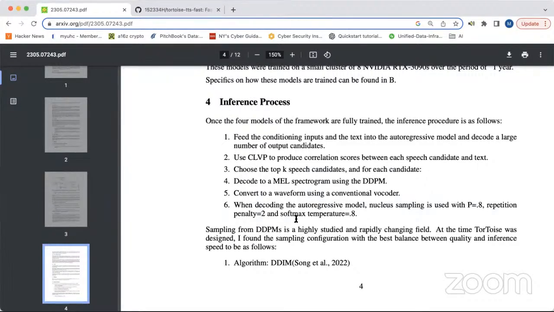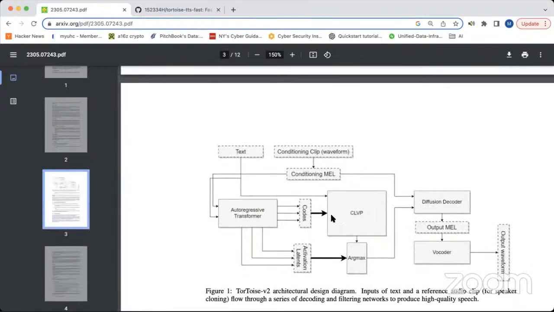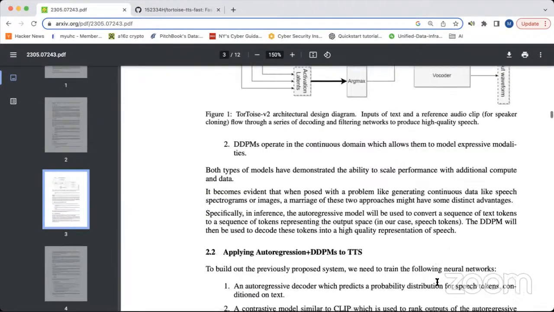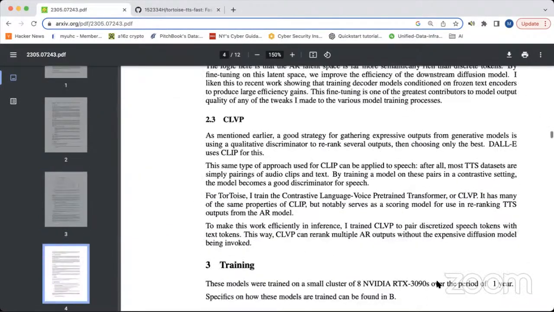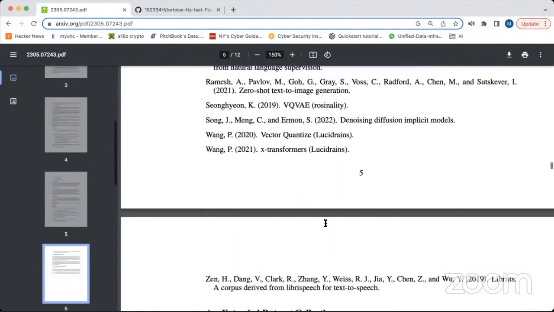That's it. Yeah, and when decoding the autoregressive, nucleus sampling is used, with repetition penalty and softmax temperature. So this is what he showed in the diagram also. If you see here, autoregressive, then the decoding, then diffusion. He does some diffusion, and then he takes that and converts it into the output waveform. So that's all there is to the paper. That's the main idea. Then the data set that he has used, what are the experiments and conclusion.